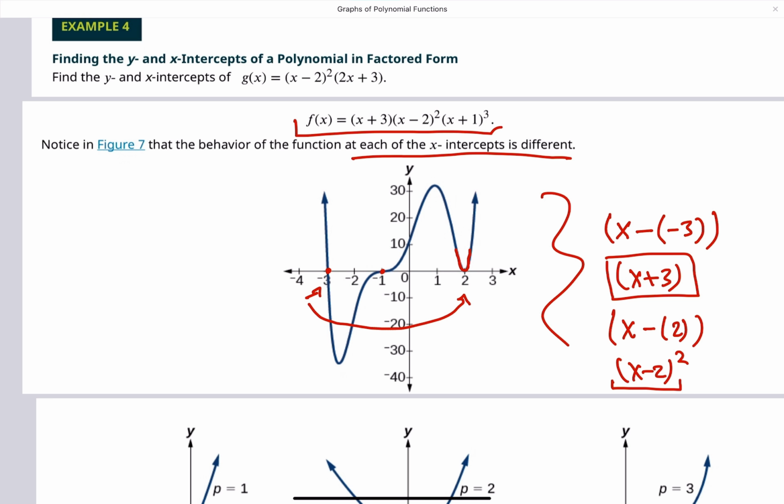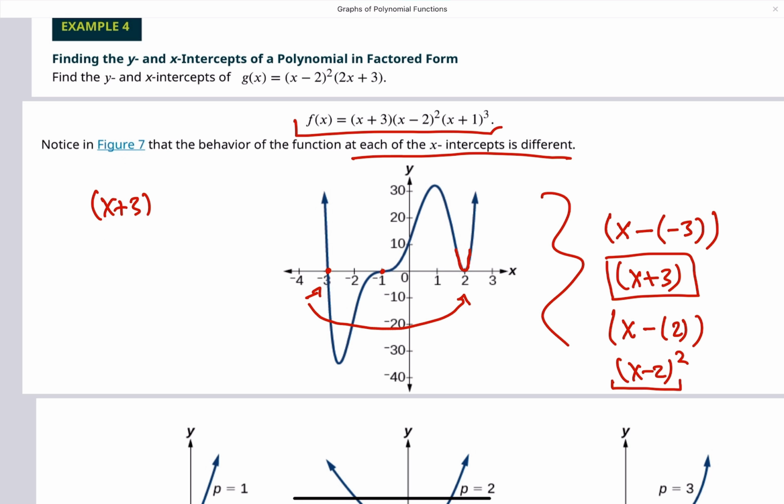And it's called multiplicity. So how many times is this multiplied? Multiplicity comes from the word multiplied, right? So x plus 3 has a multiplicity of 1 because it's only multiplied by itself one time. What about x minus 2 squared? Well, this is x minus 2 multiplied by x minus 2.